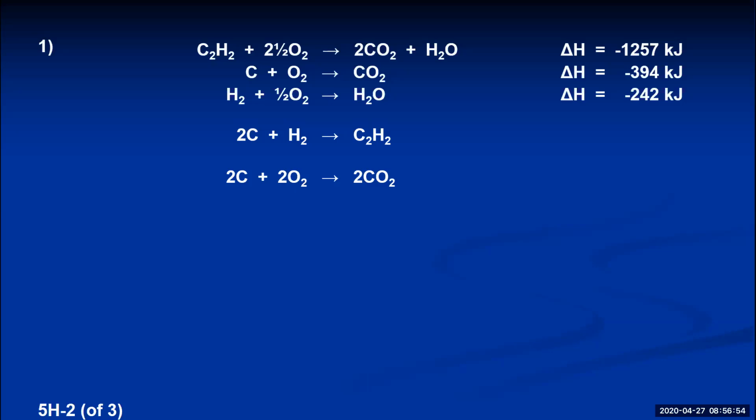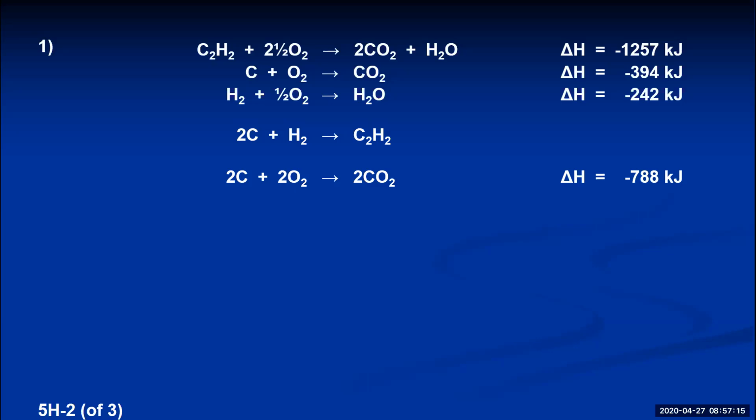The delta H for the original combustion reaction was negative 394 kilojoules. That's for the combustion of 1 mole of carbon. Because we've multiplied the reaction by 2 and we're now combusting 2 moles of carbon, twice the amount of heat will be released. So the delta H value will be double the negative 394. It'll be negative 788.